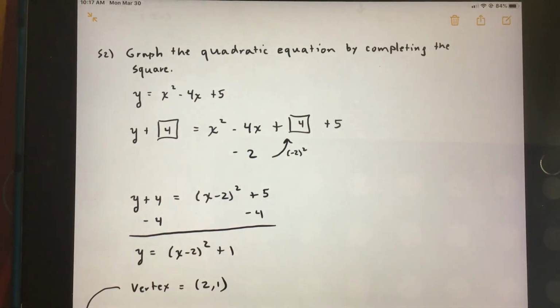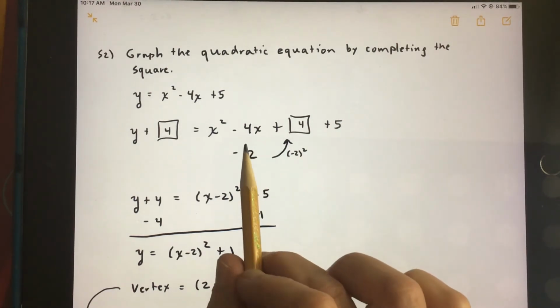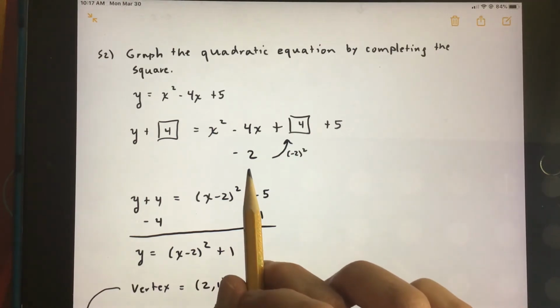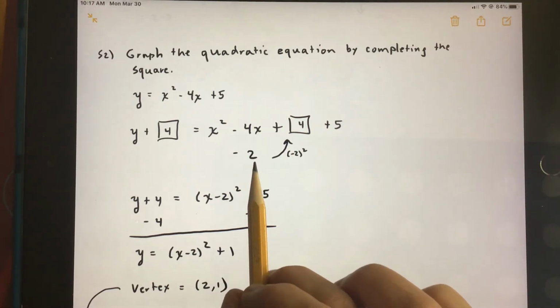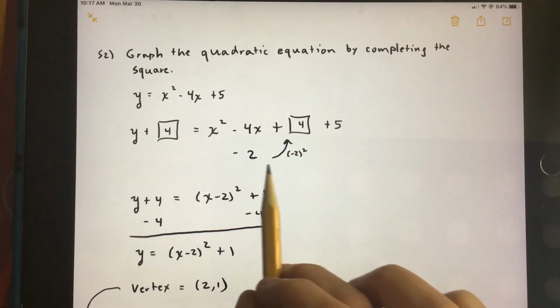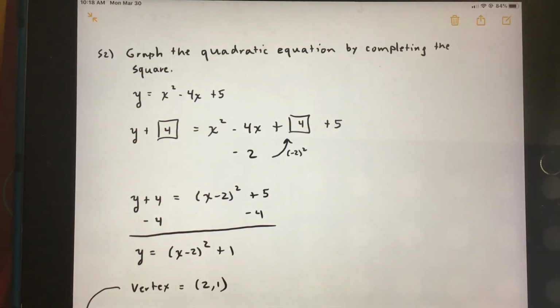We're going to add the same number to both sides to keep this equation true. To figure out what goes in this box here, we're going to divide our coefficient on our x term by 2. Negative 4 divided by 2 is negative 2, or we'll think what is half of negative 4, that's negative 2. Then we will calculate that negative 2 squared, and that will go into both boxes. We're going to add 4 to both sides.